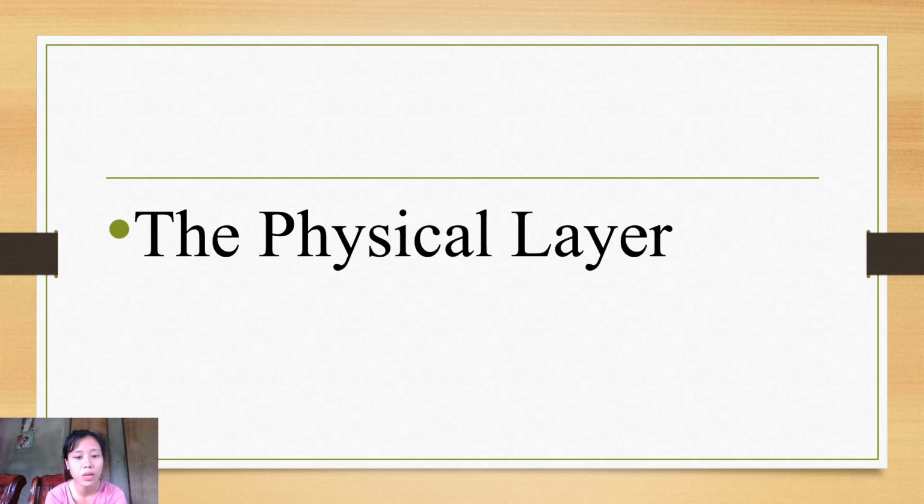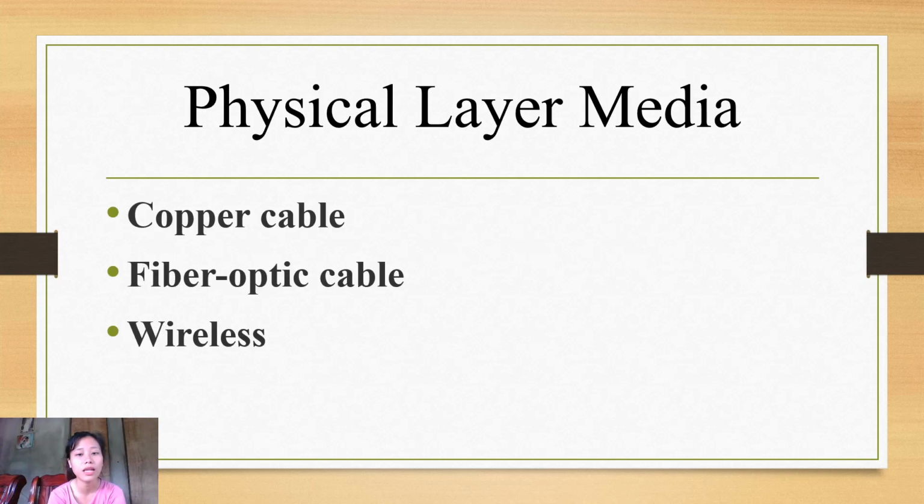This layer accepts a complete frame from the data link layer and encodes it as a series of signals that are transmitted onto the local media. So the OSI physical layer provides the means to transport the bits that make up a data link layer frame across the network media. The next one is physical layer media. We have copper cable, fiber optic cable, and wireless.